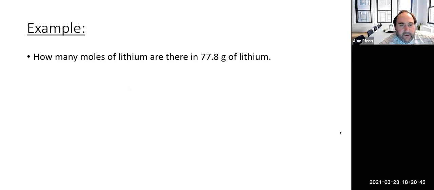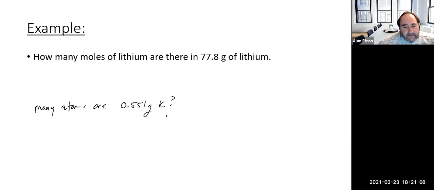So let's take a look here. Why don't you do these couple examples coming up. Let's do how many moles of lithium. Let's also do how many atoms are there in 0.551 grams of potassium. So give that a go. Lithium is 6.941. Potassium is 39.10. I just said the wrong number earlier. So give those 2 a go, see what you come up with here.